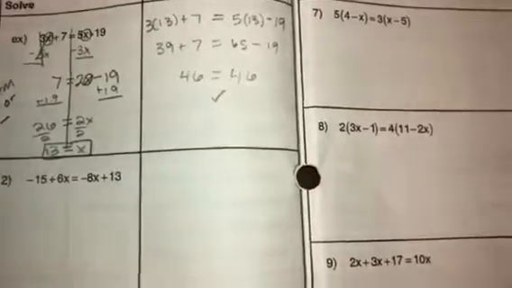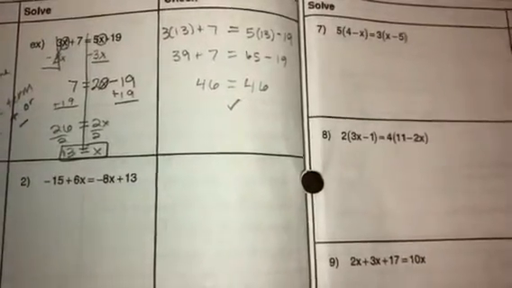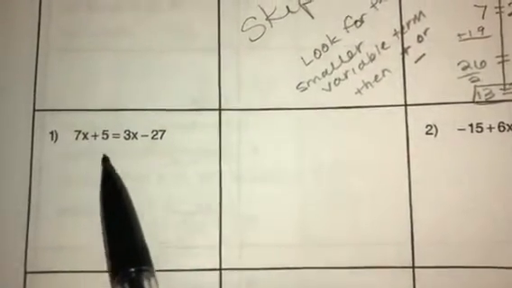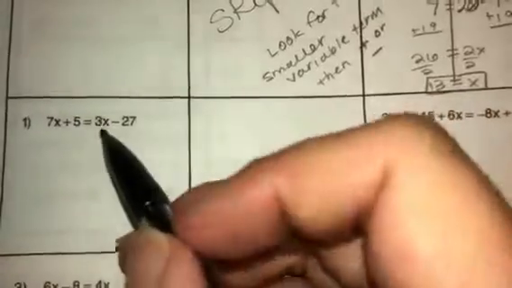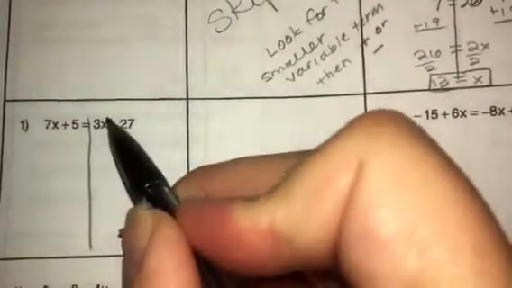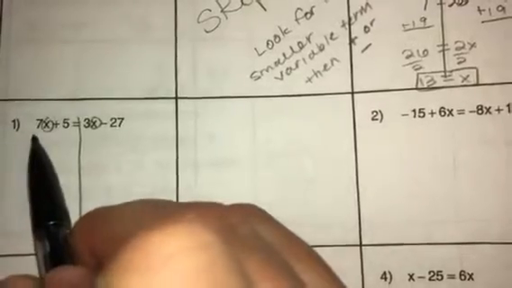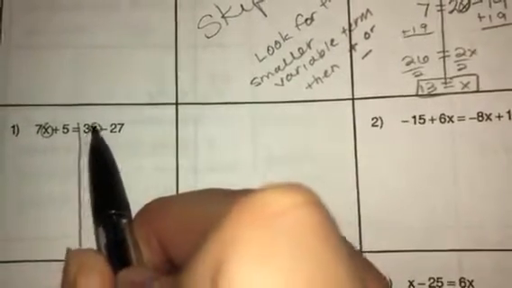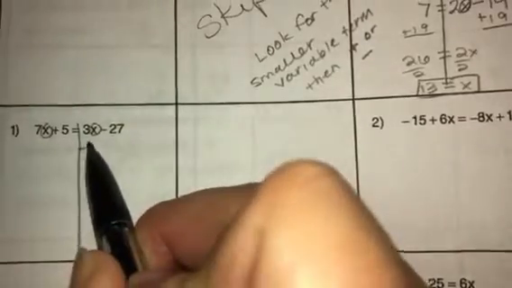All right, so let's try one of those again. Variables on both sides. Let's look over here at number 1. So again, I'm going to look for any distribution, any combining like terms. I don't see that, so we can go ahead and draw the line, circle the variables, look for the smaller one. So that one's 7x, that one's 3x. 3 is smaller. The opposite of a positive 3x is negative 3x.